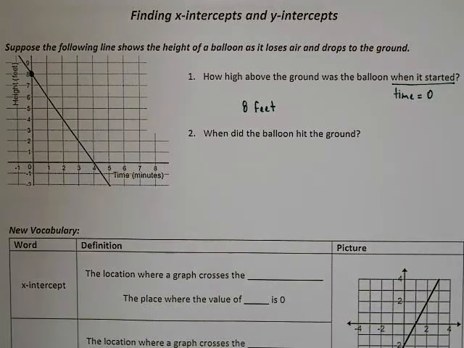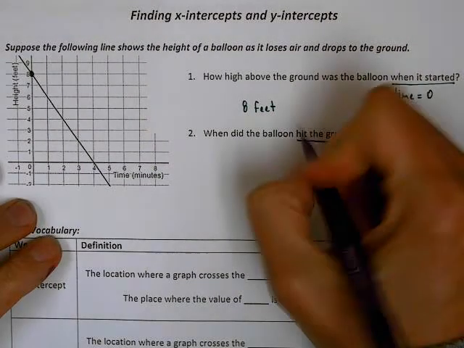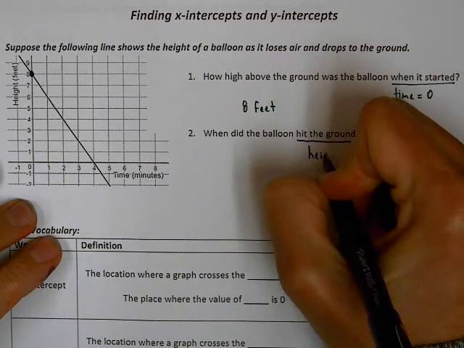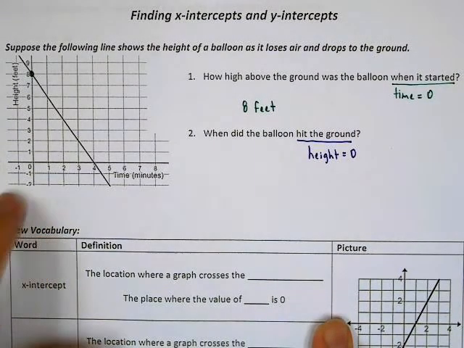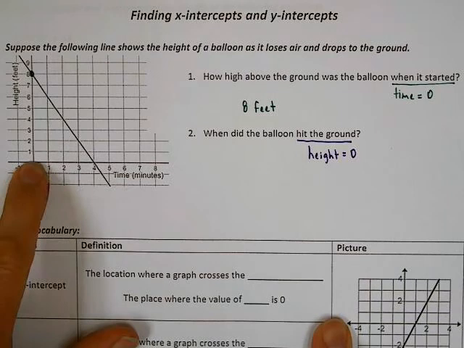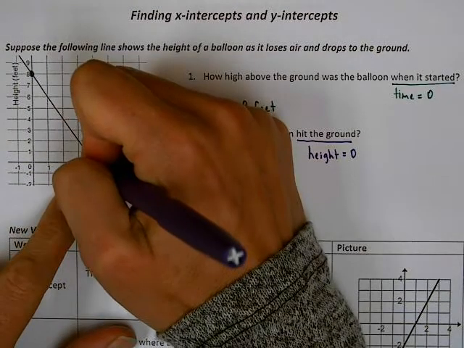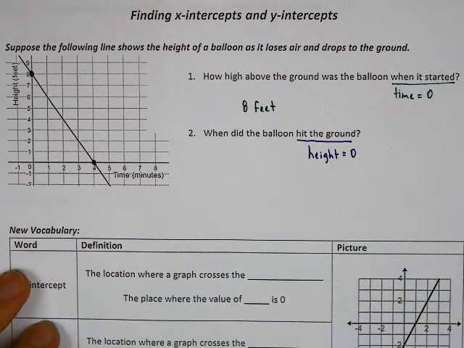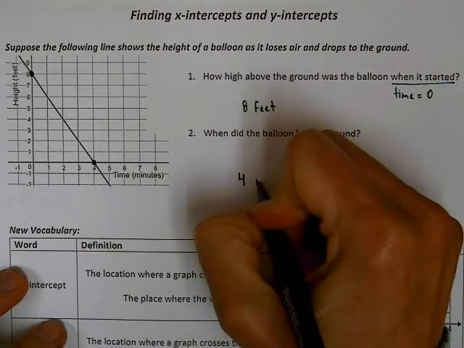Now, on the other hand, this is asking when the balloon hit the ground. Now, when it hit the ground, that tells me that the height, in this case, was equal to 0. So I know that the height was equal to 0 here. So if I look across the x-axis until I find that line, I see that point right here, and it tells me that the height was 0 at time 4 minutes.